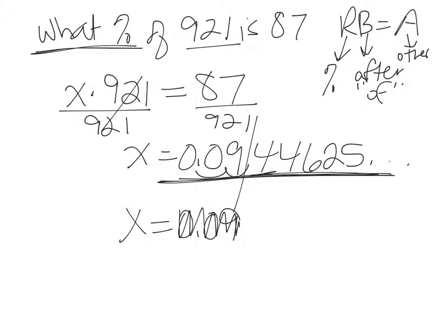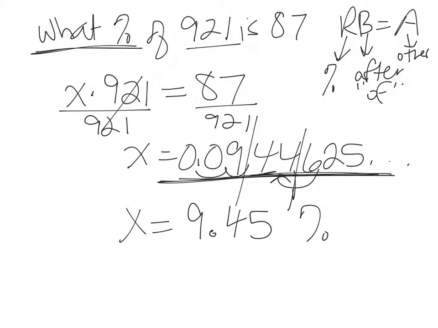Okay, so let's see, I haven't done this before. Can I erase that? Is this an eraser? Hang on. Oh yeah, look at that. Okay, so it's going to be 9 point something. It's going to be 9.4, and then this 6 makes that 4 turn into a 5. And 9.45%.